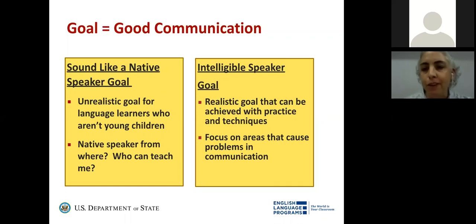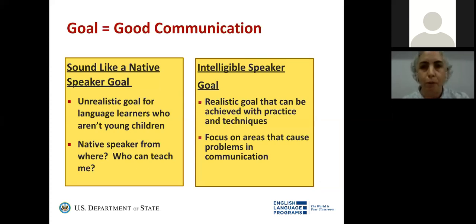So for me, this is a realistic goal by practicing techniques that improve pronunciation, and especially by focusing on areas that cause problems in communication. So for me, the goal is not that everyone should sound like a native speaker. For me, the goal is we all need to work on good communication. That's the point of studying pronunciation.